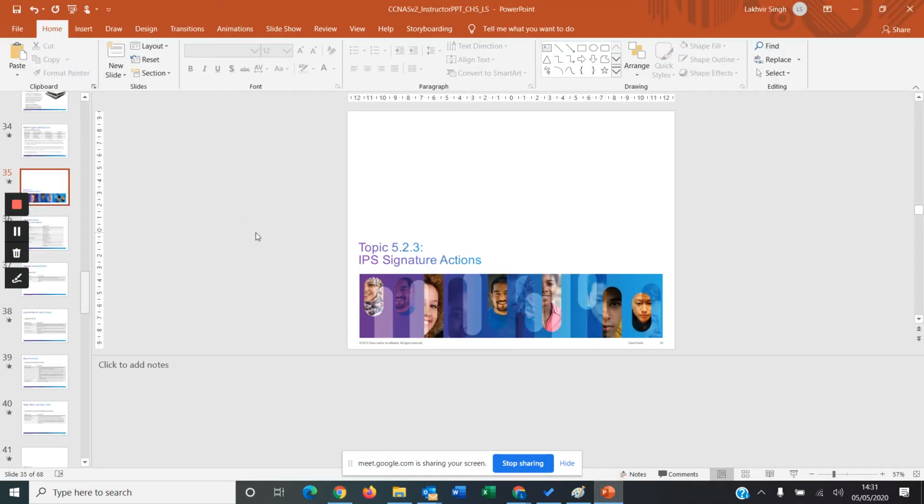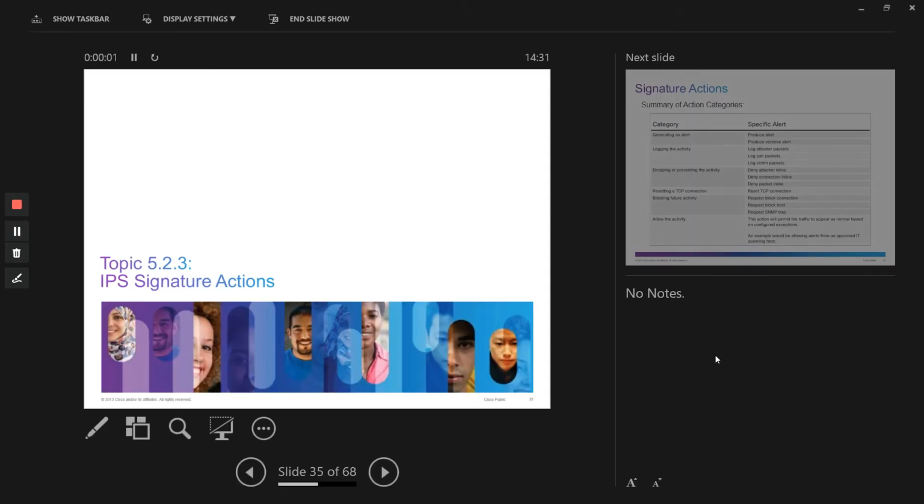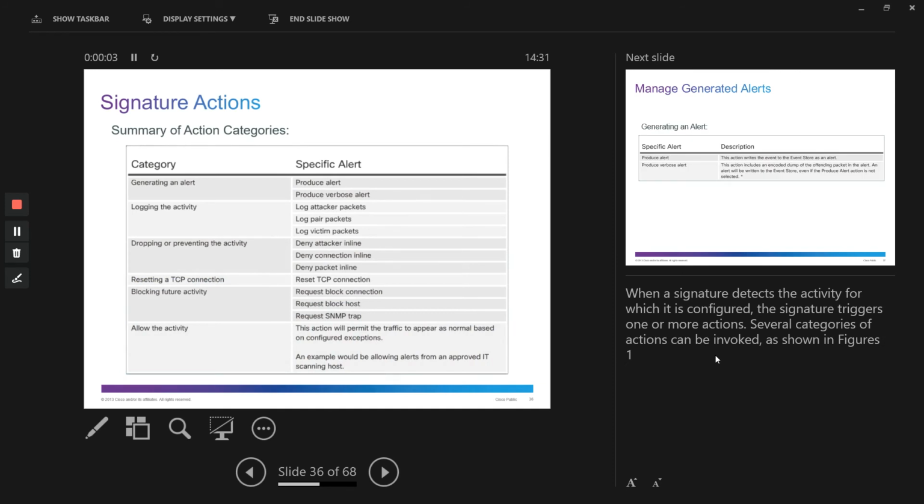Okay, let's start with our next section, which is 5.2.3, IPS Signature Actions. Let me maximize the screen. Now, signature actions. When a signature detects the activity for which it is configured, the signature triggers one or more actions. There are several categories of actions that can be invoked, which are mentioned in this figure, in this table.